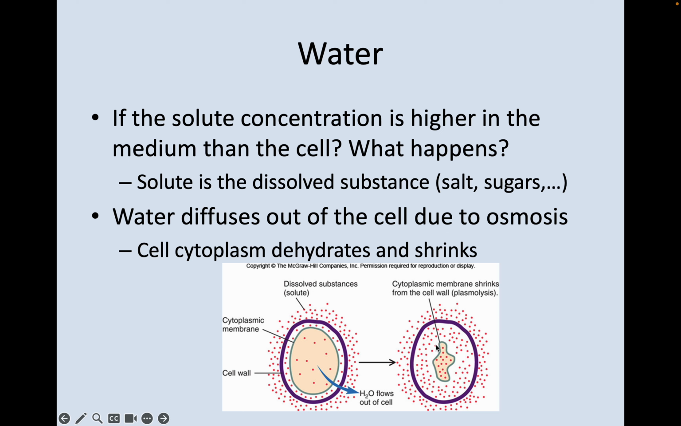And that'll leave you with this shrunken plasmolyzed cell here. The cell wall doesn't move, but the cell membrane will shrink up. This is one reason why a lot of foods used to be preserved with high concentrations of salt or sugar. It makes it very difficult for microbes to grow and spoil those foods if the solute concentrations are so high.